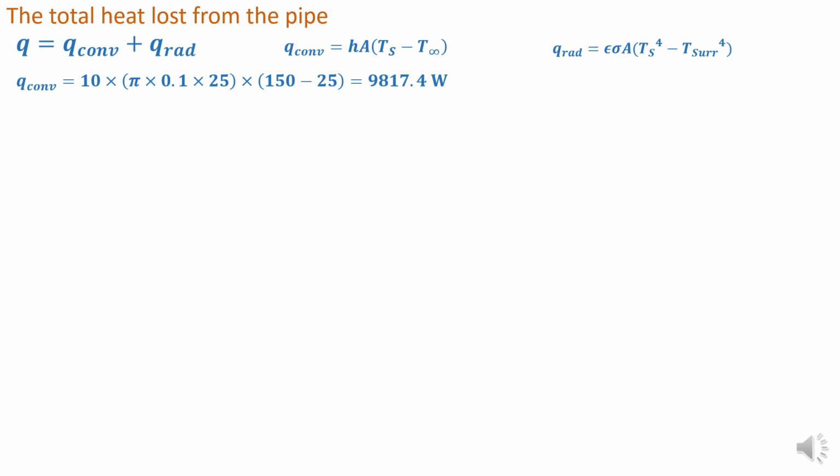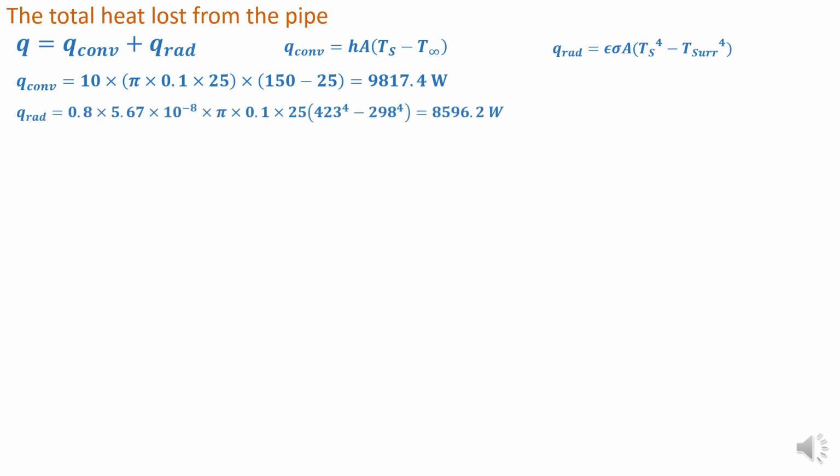Q convection will be 10 into pi into 0.1 into 25 into (150 minus 25), and it comes out to be 9817.4 watts. Again, the area will be the surface area of the cylinder, because the area perpendicular to the heat transfer is the surface area of the cylinder, which is simply pi dl, as we have used in previous problems. So by using this, convection heat loss comes out to be 9817.4 watts.